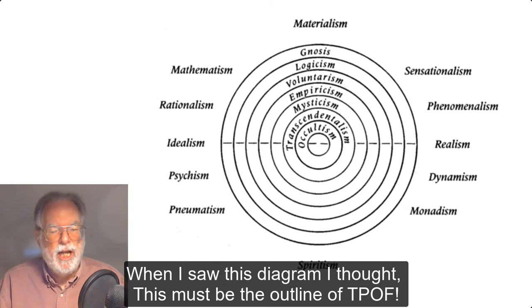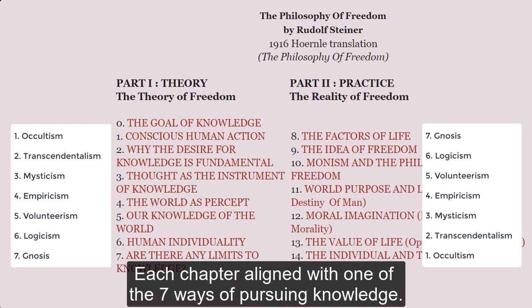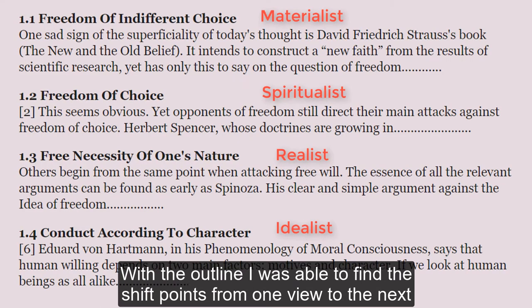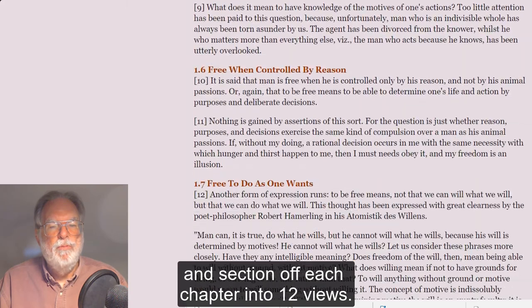When I saw this diagram, I thought, this must be the outline of the philosophy of freedom. To find out, I placed the outline over the text, and I was not surprised it was a match. Each chapter aligned with one of the 7 ways of pursuing knowledge. With the outline, I was able to find the shift points from one view to the next and section off each chapter into 12 views.